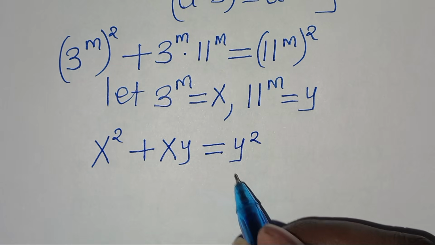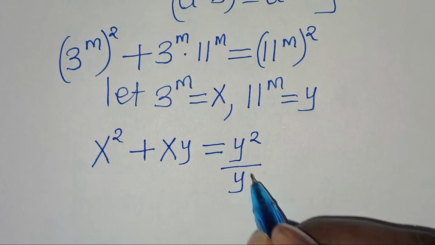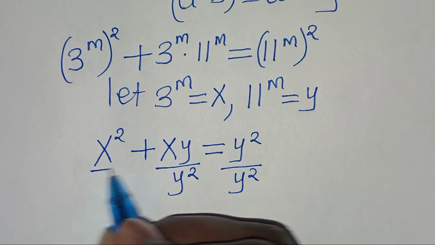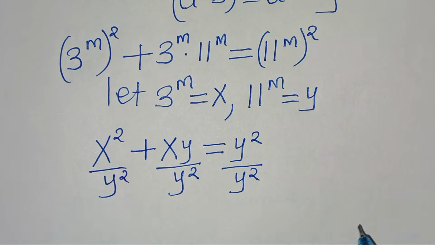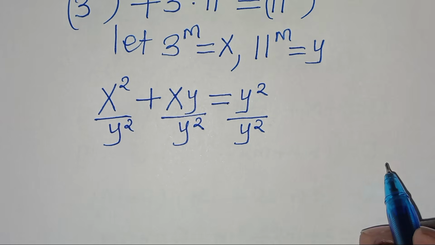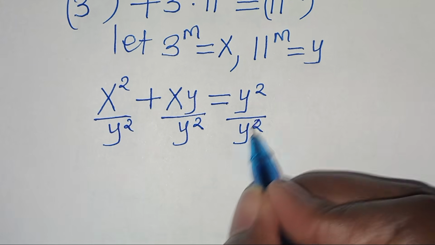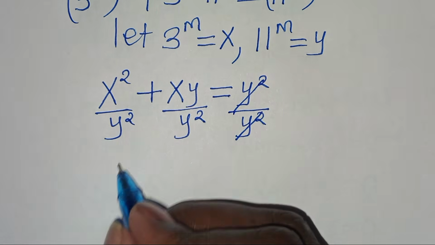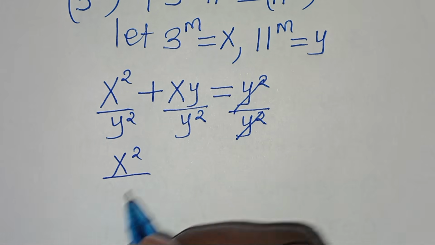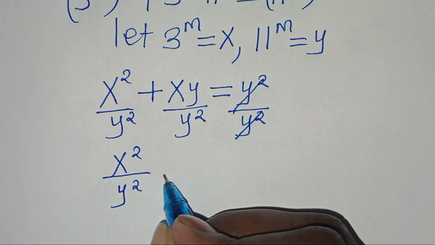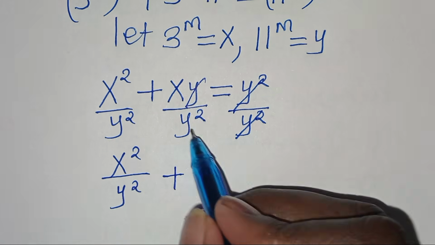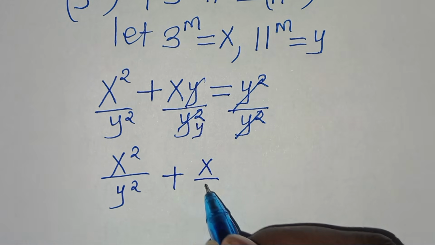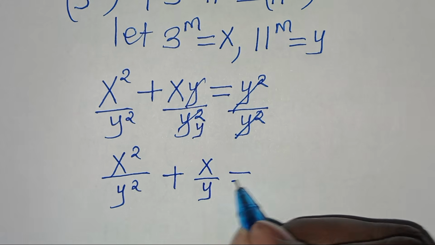Now, let's divide everything here by y squared. Y squared and y squared simplifies, so that we have x squared divided by y squared, then plus, y and y simplifies, so we have x over y, which is equal to 1.